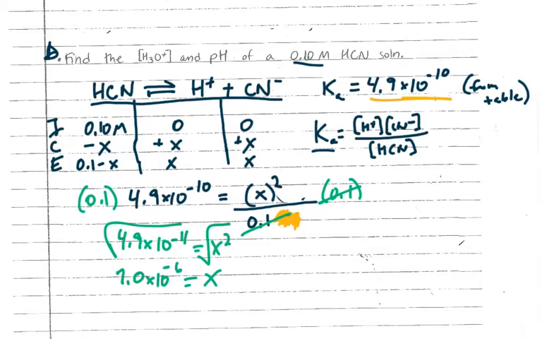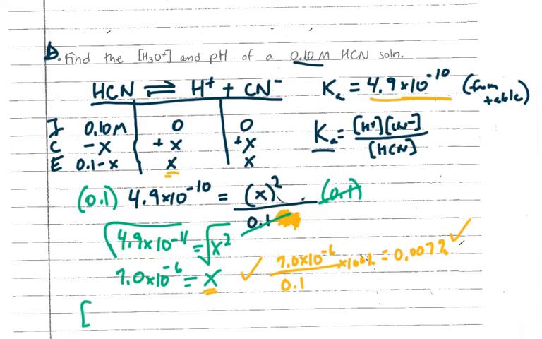All right, I need to check the validity of this. So make sure it's less than 5% of the initial concentration. 7 times 10 to the negative 6 divided by 0.1 times 100% equals like 0.007%. So that's super tiny. It's valid. So this is indeed X, the concentration of the hydronium ions.